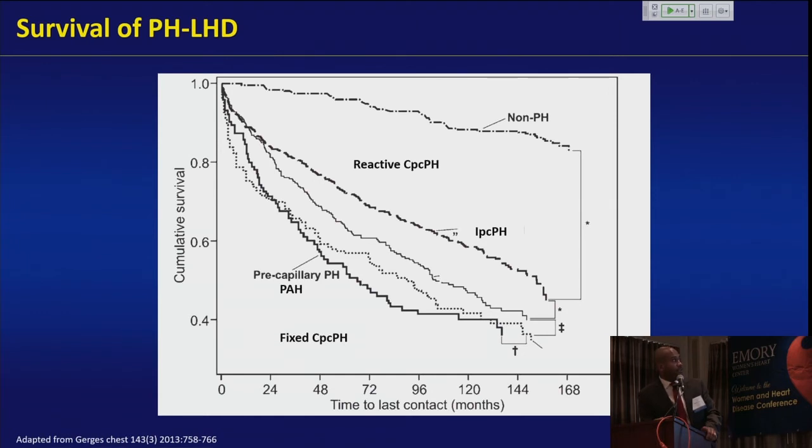And look here, this solid line is the mortality curve for patients who have group 1 PAH. You can tell that as you progress and become more fixed CpcPH, which is this dotted line right here, your mortality resembles that of PAH. So this is a very important disease to recognize and to treat early, and to have a low threshold for suspecting, because it definitely has survival implications.